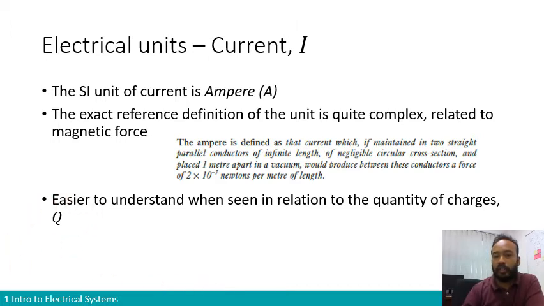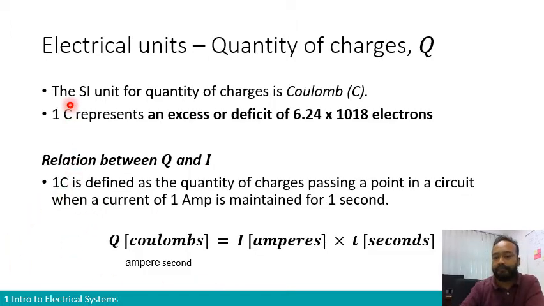So charge we call Q. For example, in electrical units, what is charge? Because we want to understand current, we need to relate it with charge. The SI unit for charge is the coulomb, noted as C. 1 coulomb of charge represents an excess or deficit of 6.24 times 10 to the power 18 electrons, right? So if you have an excess or deficit of 6.24 times 10 to the power 18 electrons, that represents 1 coulomb.